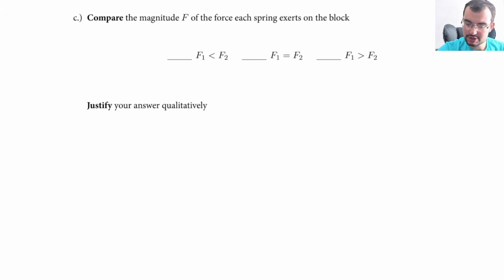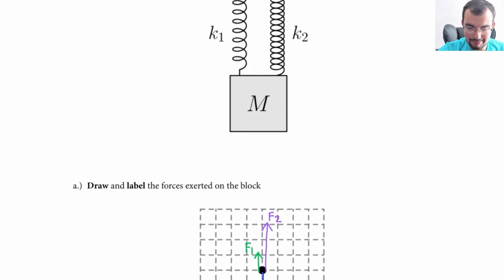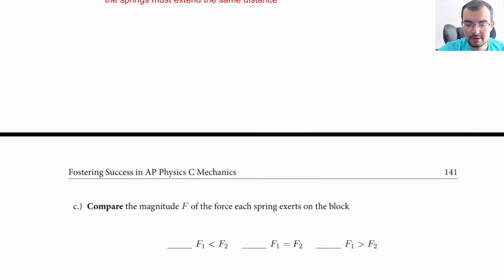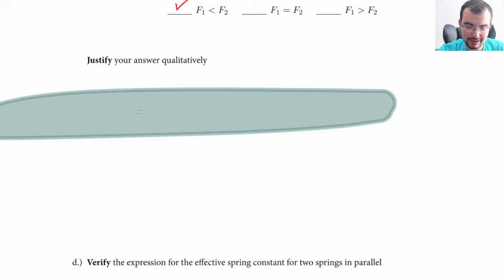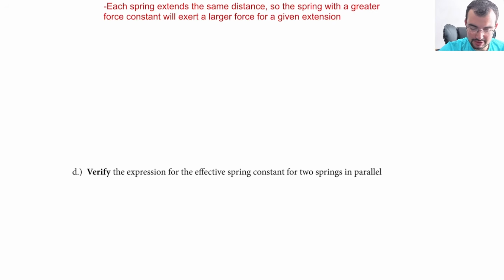Now, what about the forces? Well, we already did the dirty work here with our free body diagram. So we know they stretch the same distance, but K2 is a stronger spring. So there will be more force exerted by spring 2 for a given extension, because you're pulling the springs down the same extension, but there is a larger spring constant for spring 2. Greater force constant means greater force for a given extension.